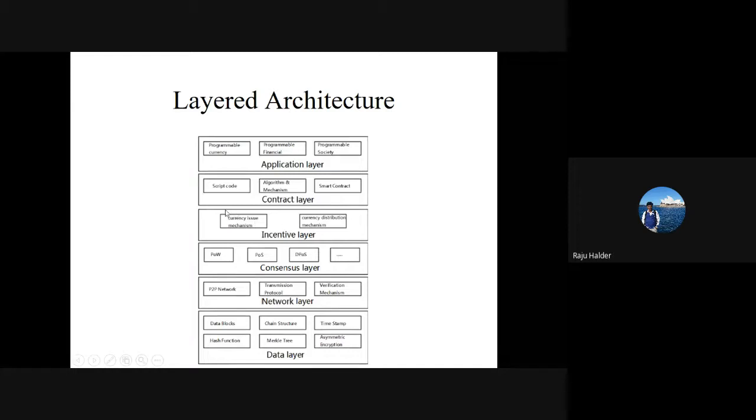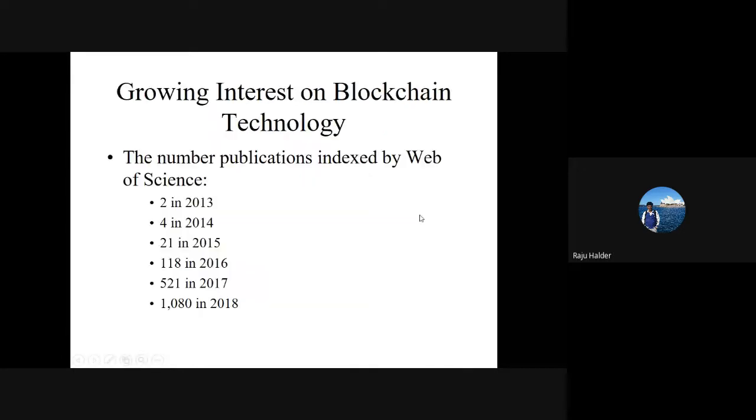On top of that, you have the incentive layer, where you get some kind of reward if you work honestly in the network, if you behave honestly. On top of that, you can have smart contract code, automated programs stored in the blockchain. On top of that, you can go for different kinds of applications. It can be asset transfer, e-commerce, insurance, whatever. And you can find the growing interest, so the number of applications is really increasing day by day.